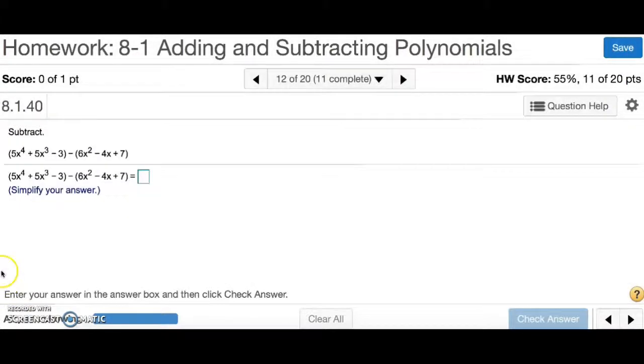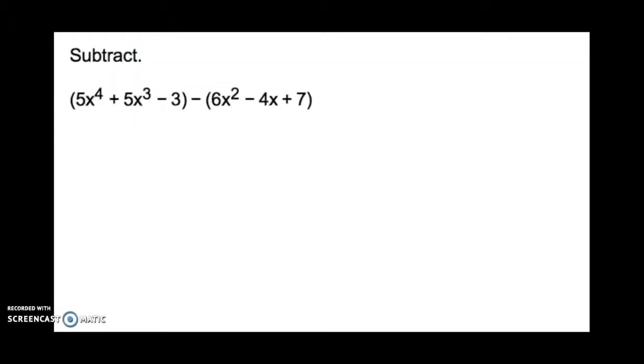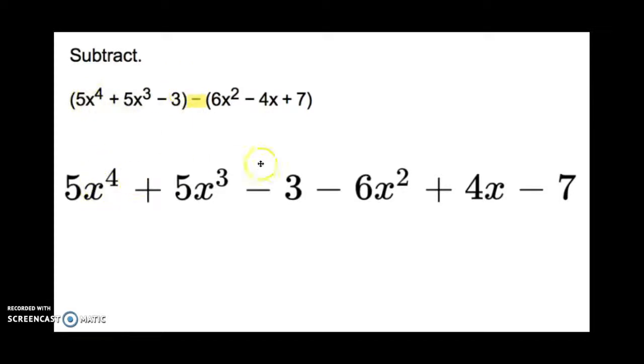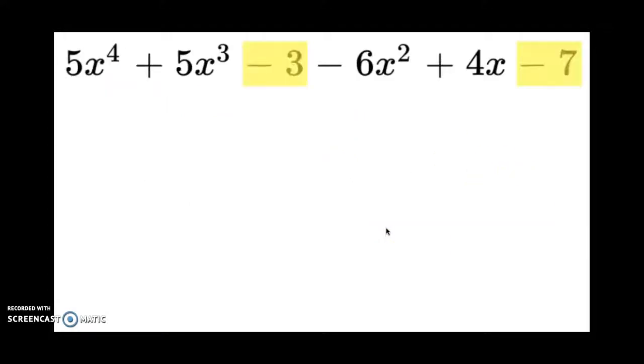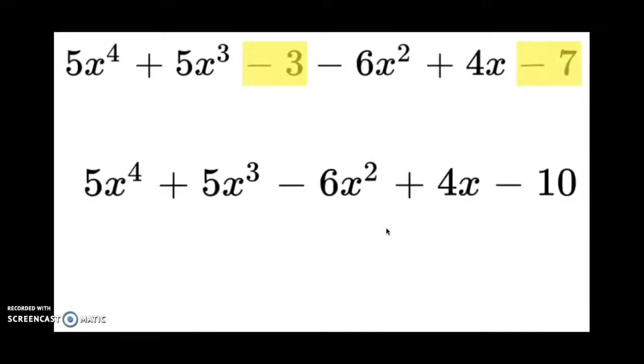And that's number 11. Number 12 is like number 11, where the entire second set's being subtracted. So let's take a closer look at it. We're subtracting, so notice the negative here. I will distribute this negative into each term. So rewriting it, this I'll just rewrite normally. This will become negative 6x squared plus 4x minus 7. Now I take a look at my like terms, which is negative 3 and negative 7. Combine them, I'll get negative 10.